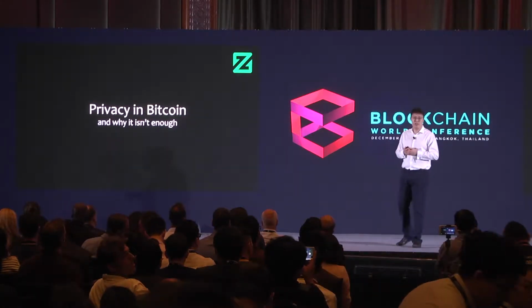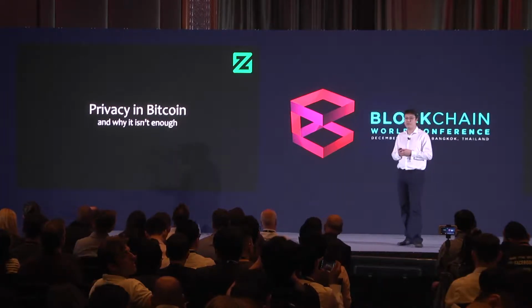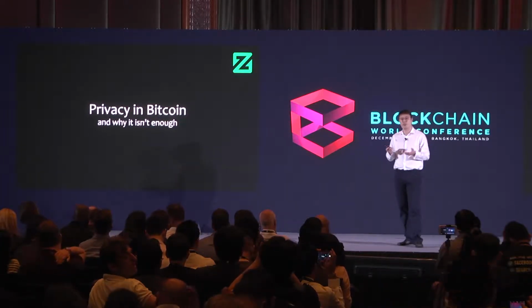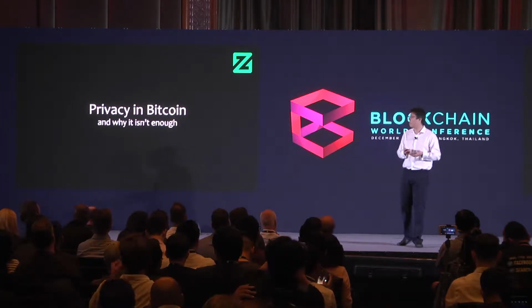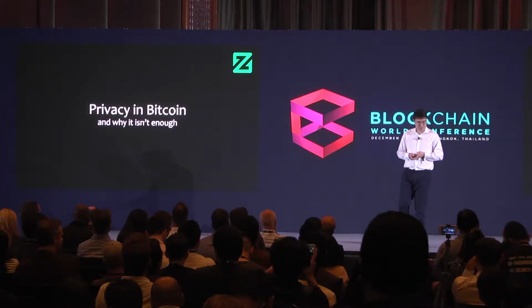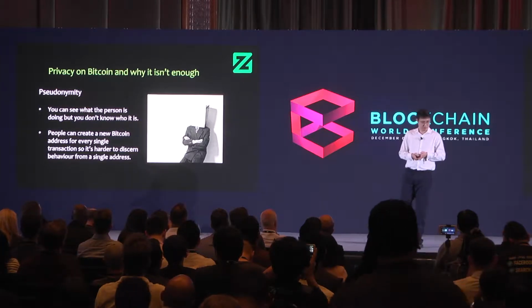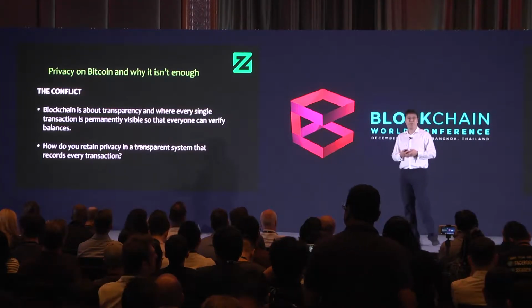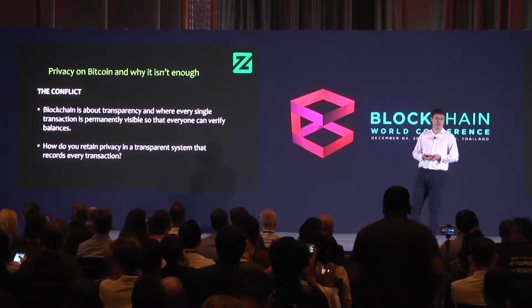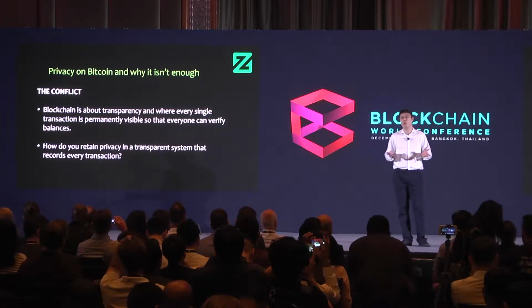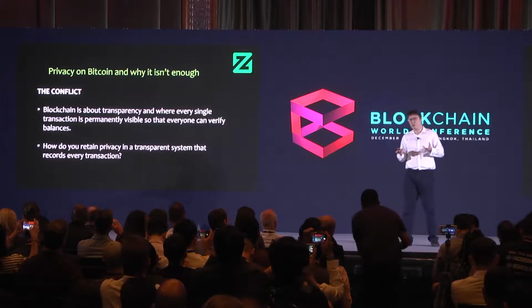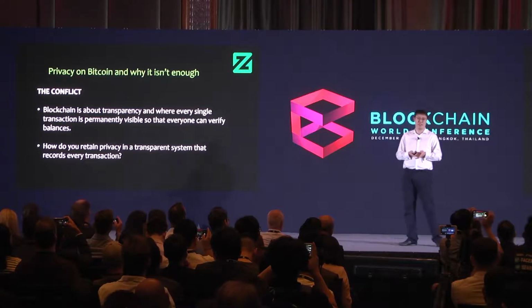So first of all, let's cover privacy in Bitcoin and why it isn't enough. When Bitcoin first launched, it was promoted as a private type of currency. So the conflict is that blockchain is about transparency, right? Every single transaction is permanently visible so that everyone can verify balances. And yet we have to keep privacy. So it's like privacy in a transparent system. And that's why it's not easy to do, because how do you maintain transparency while maintaining privacy at the same time?